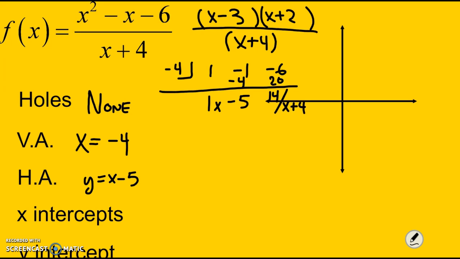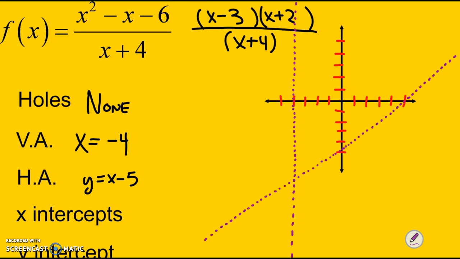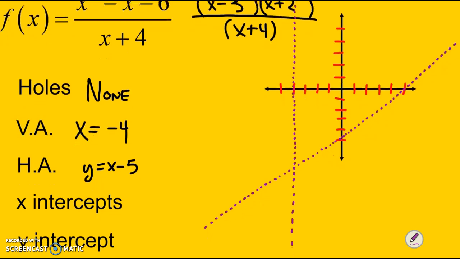Okay? I'm going to erase this and get this out of our way now, and start plotting those asymptotes. So we have a vertical asymptote at -4. All right, so I put in the asymptotes, I graphed the line y equals x minus 5, and so I have a slant or oblique asymptote and a vertical asymptote at -4.